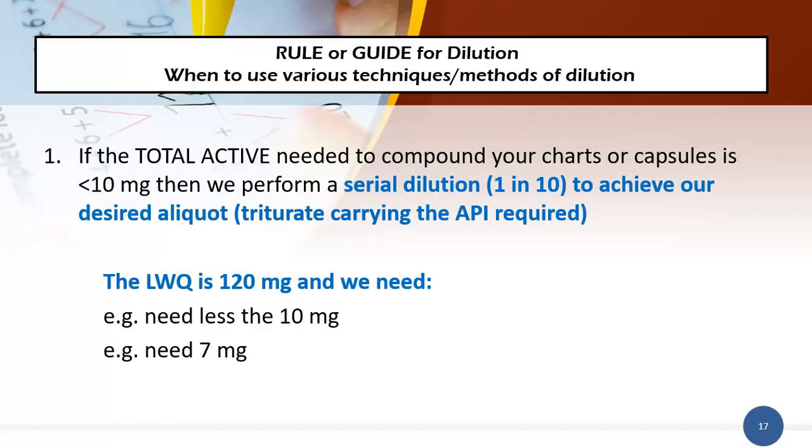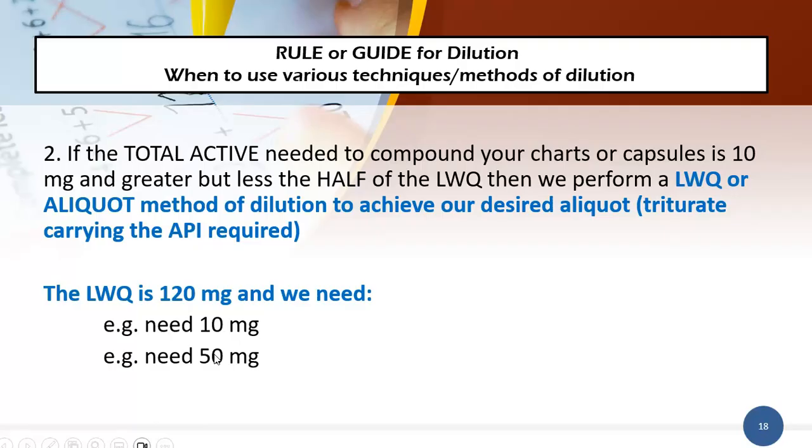So let's think of a scenario where the dose is 1 milligram and you're making 7 capsules. Then you need 7 milligrams of drug. You have to do a serial dilution to get the drug into a weighable form, because there's no balance that can actually weigh 7 milligrams.